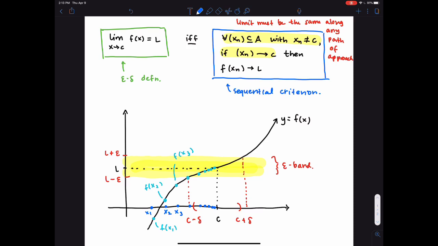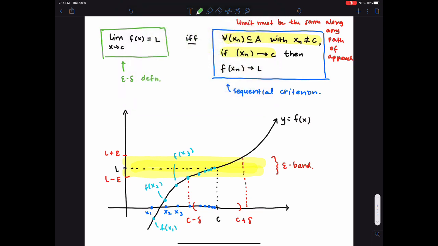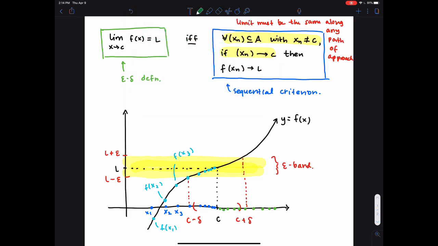Now, this needs to be true for any sequence, so I could pick a different sequence. Let's say I picked a sequence coming in from this way. Then I would need to see that the inputs associated with that one produce outputs that are also approaching my value L. And this needs to work also for oscillating sequences, whether I'm coming in on the left or I'm coming in on the right.